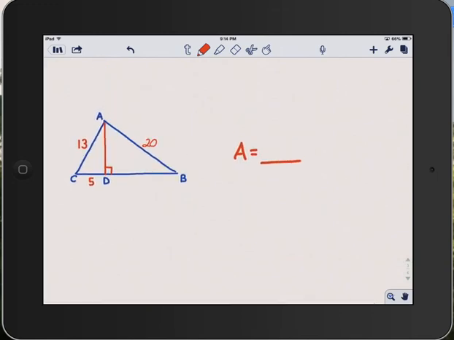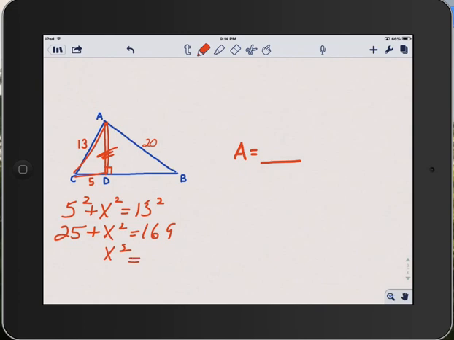Next problem. We don't know the height and we don't know the length of the segment at the bottom that I want to use as the base, so first thing we do is use the Pythagorean theorem for this right triangle on the left. And we have 5 squared plus x squared equals 13 squared, where this is the value for x for now. So we have 25 plus x squared equals 169. We subtract 25 from each side of the equation. x squared equals 144. So x equals the square root of 144, which is 12.